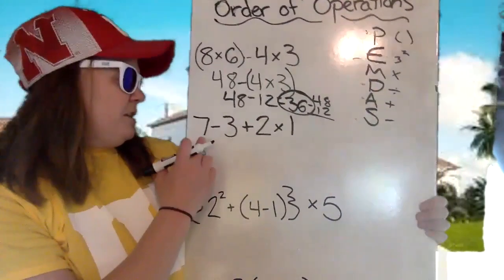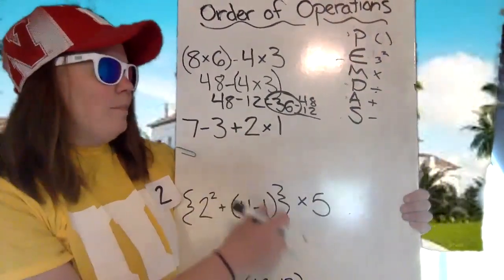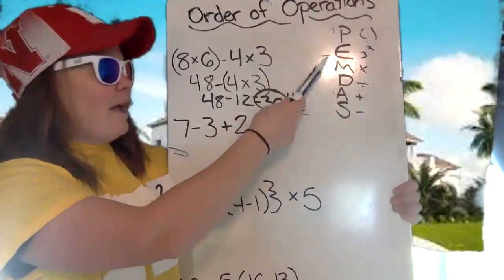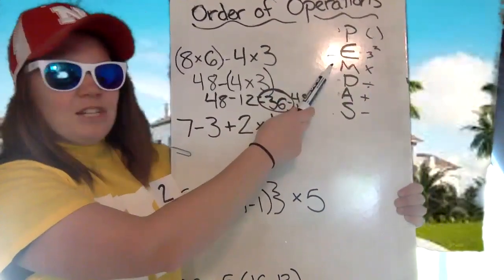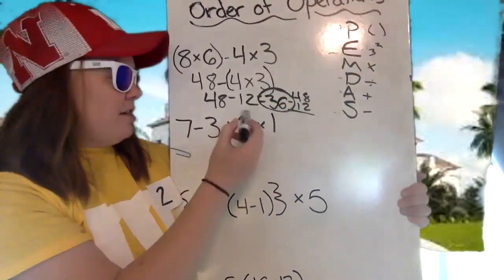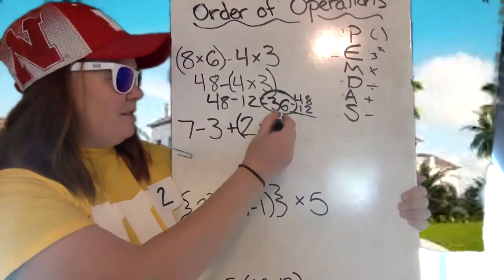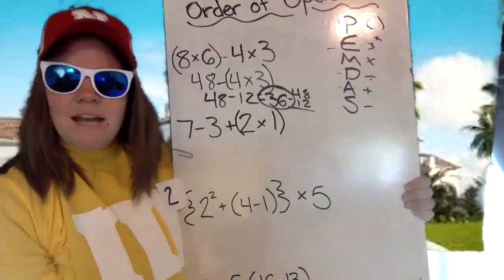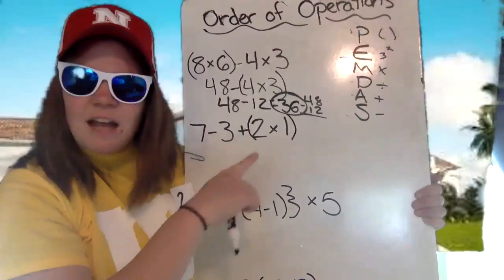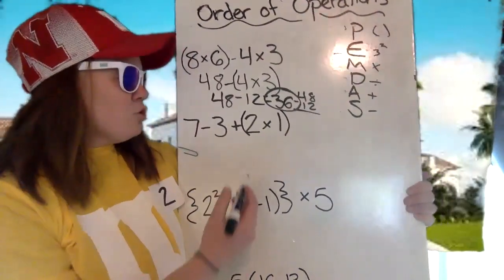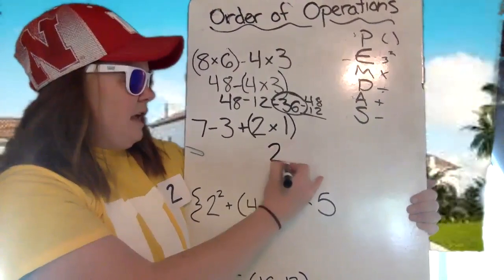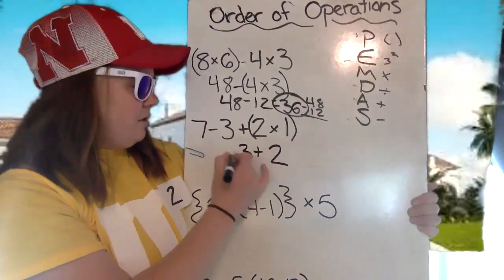So here we go. Our next one is 7 minus 3 plus 2 times 1. See any parentheses? Nope. Exponents? Nope. Multiplication or division? Yes. Okay, so again, if you want to put this in parentheses so that you focus in on that, that's what I like to do. I like to focus in on that problem part. So we do 2 times 1, which is 2. And then I'm just going to fill in what I have left here.